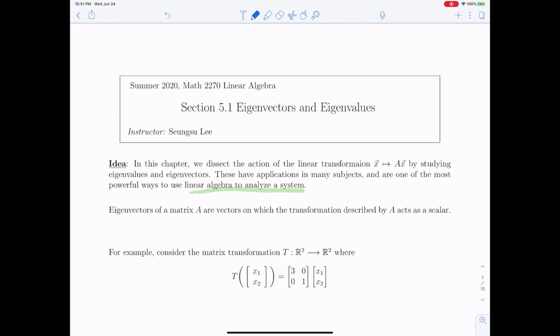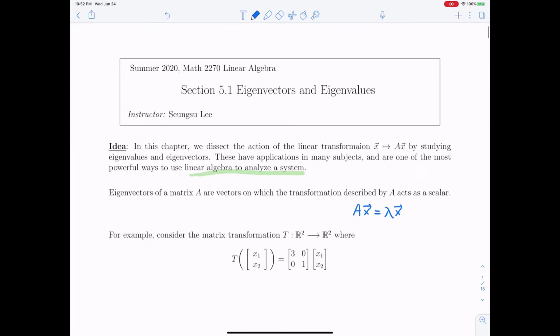Eigenvectors of a matrix are vectors on which the transformation acts as a scalar. So what I mean is, if you multiply A by the eigenvector x, then you should get x multiplied by some scalar. So let's look at the example below.